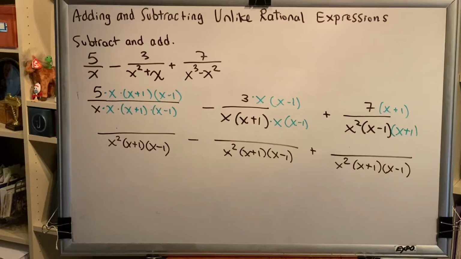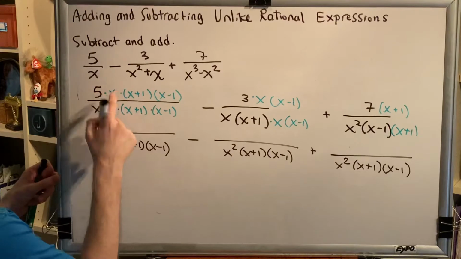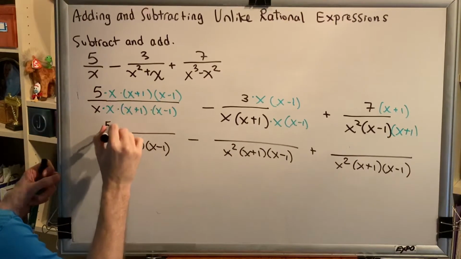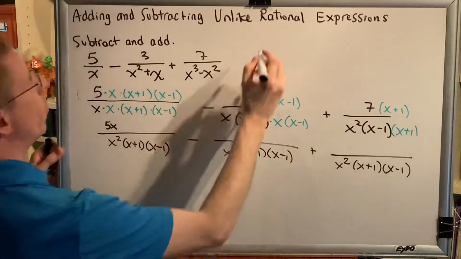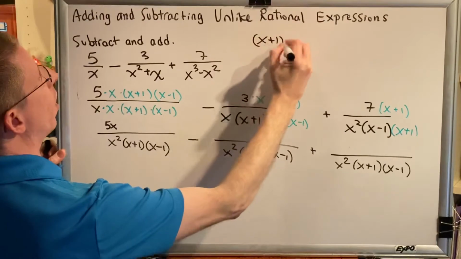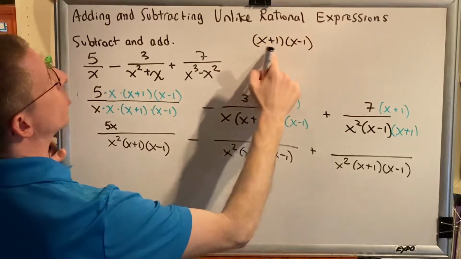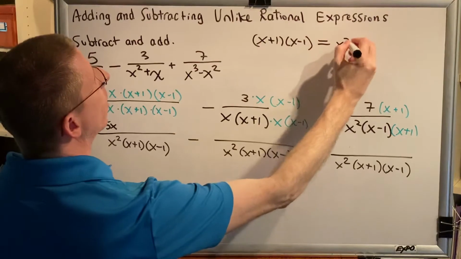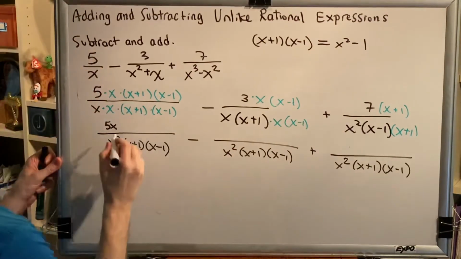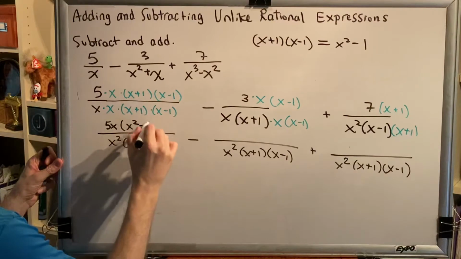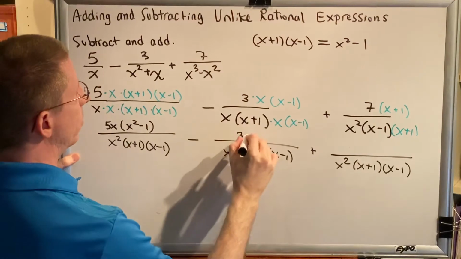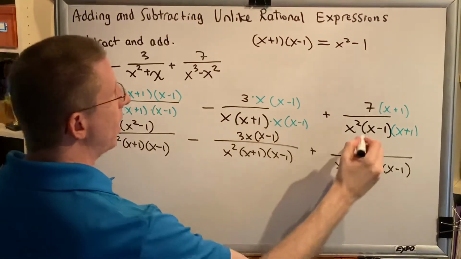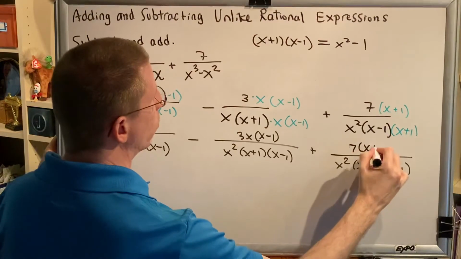The next thing I'm going to do is work with my numerators. So this numerator is a 5 times an x, which is a 5x, times an x plus 1 times an x minus 1. Well, if you remember your factoring formulas, x plus 1, x minus 1, is the result of factoring the difference of squares, x squared minus 1. So I can write that as x squared minus 1. Here I've got a 3x, which I'm distributing to these terms. And here I've got a 7, which I'm distributing to the x plus 1.